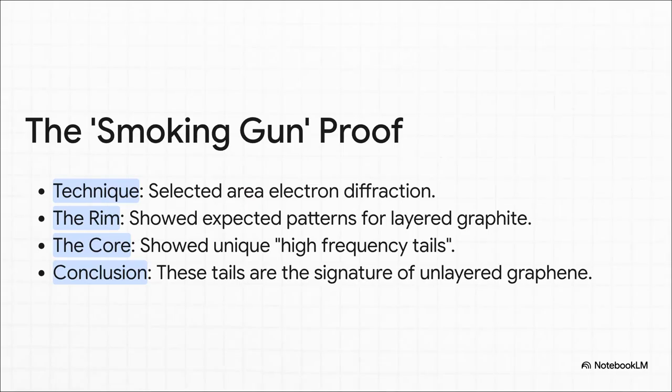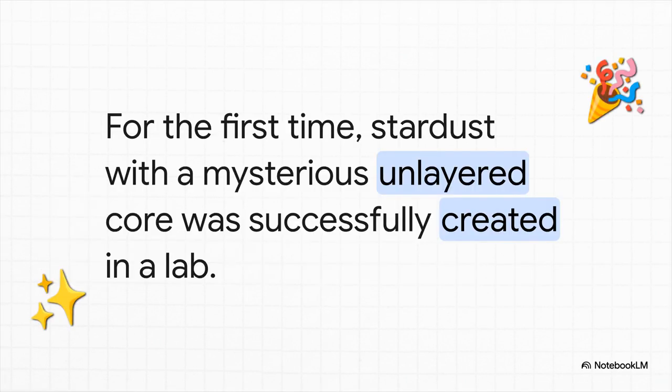But they needed absolute proof, the real smoking gun, as they say. This came from an analysis technique called electron diffraction. You can think of it like taking an atomic fingerprint of a material. So when they zapped the rim, they got the pattern they expected, the fingerprint for normal layered graphites. But the core gave back a totally unique pattern with these weird high-frequency tails. And that was the unmistakable, definitive signature of unlayered graphene. Case closed.